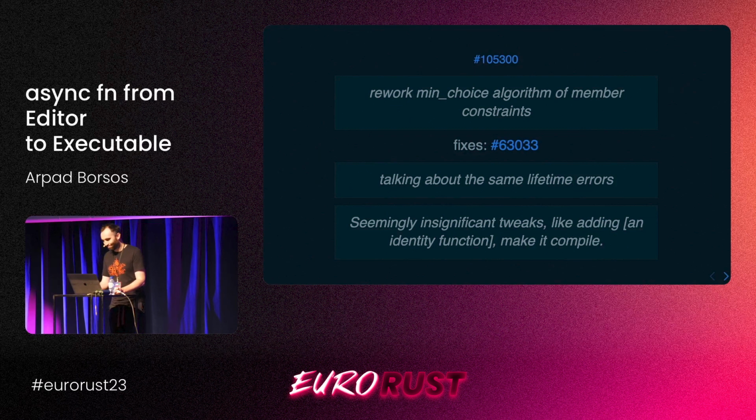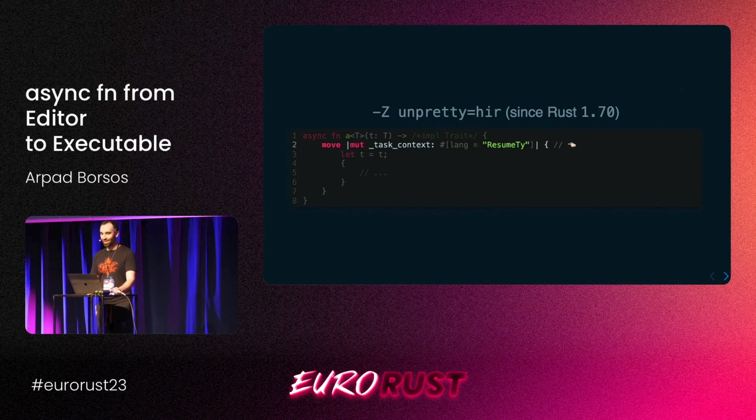compile. As far as I understand, there was some logic that the order in which you define some lifetimes matters, and putting it through an identity function somehow changes this order and makes it compile. I'm not quite sure. But yeah, fast forward, Rust 1.70, identity future is gone. Now there's a lot cleaner code here.